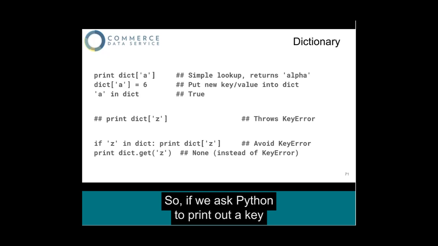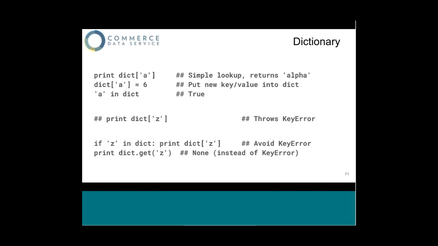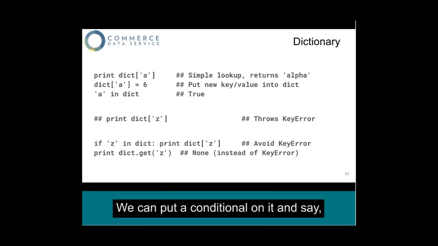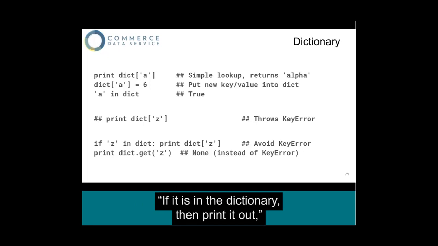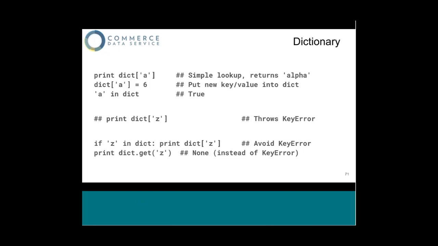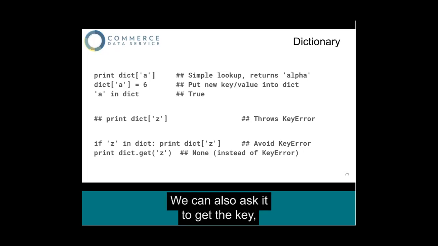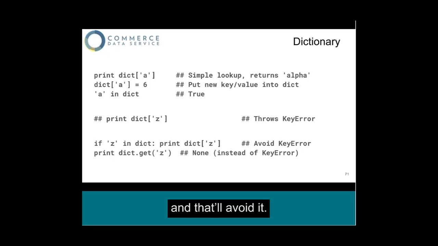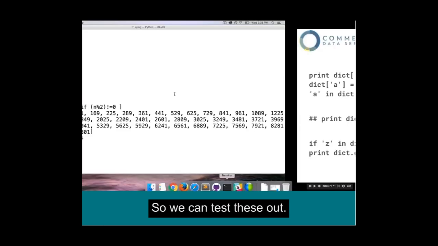So if we were to ask Python to print out a key that doesn't exist in the dictionary, it'll throw back an error, it'll stop, and it'll say key error because it doesn't exist. We can put a conditional on it and say, if it's in the dictionary, then print it out. That'll avoid the key error. We can also ask it to get the key, and that'll avoid it. It'll say none.